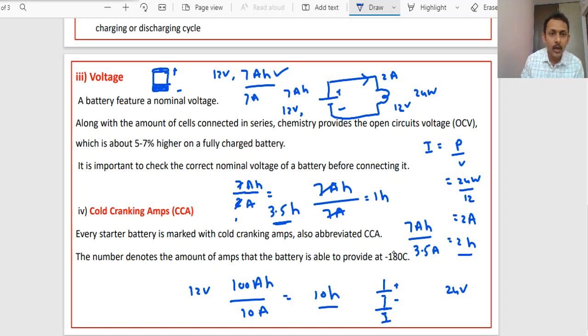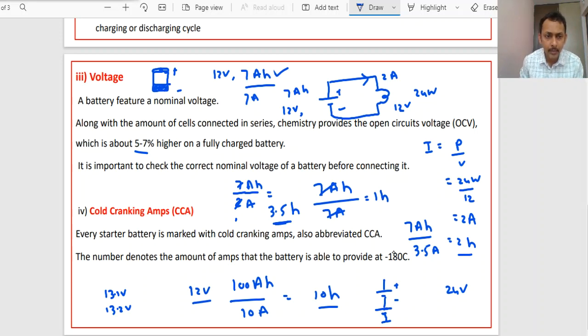Now the voltage rating of the battery will be specified, and also we will have an open circuit voltage, which will be nominally 5 to 7% higher than the rating on a fully charged battery. So if it is a 12 volts battery and you measure it with the help of a multimeter, it can show you around 13.1 volts or 13.2 volts. Even though the battery rating is only 12 volts, it will show you a 5 to 7% higher value on a fully charged battery.